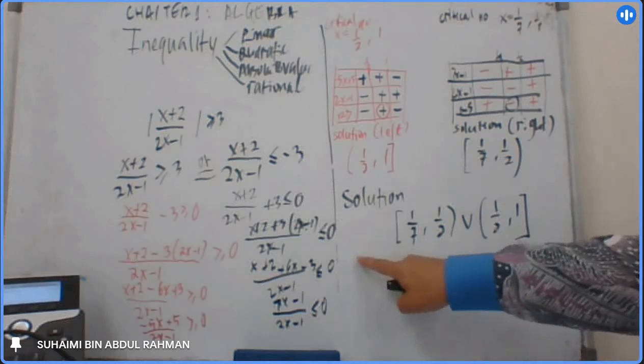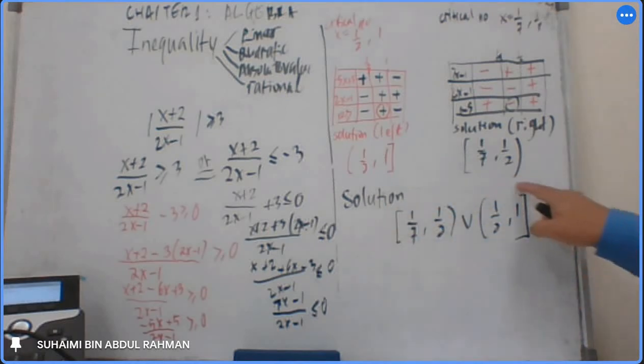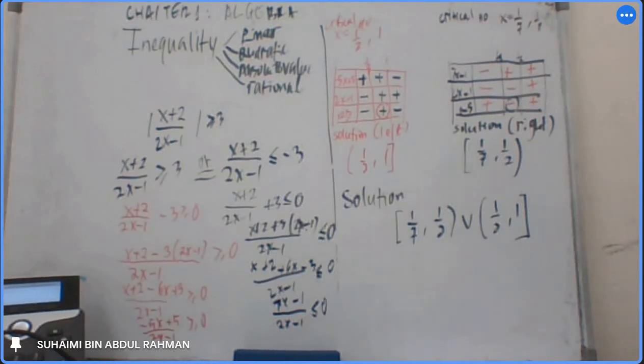So this is the last solutions, which consists of both left and right. And we do the union of the solutions because, if not, no, we have to find the place of intersections. We have to find the place of intersection for the case of AND.